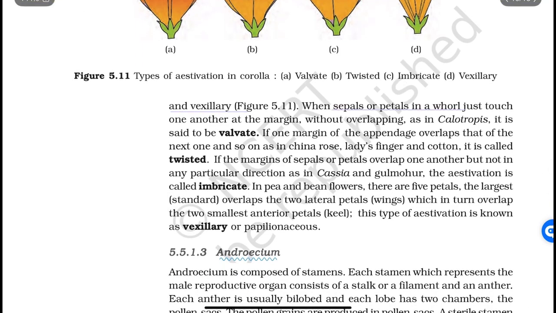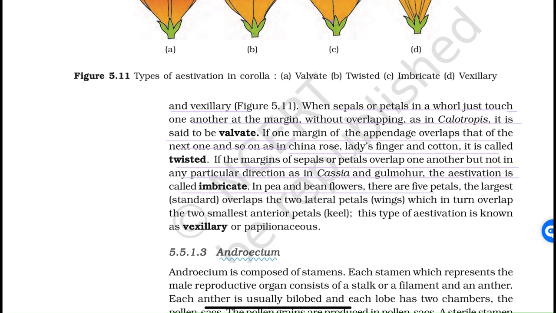When sepals or petals in a whorl just touch one another at the margin without overlapping, as in calotropis, it is said to be valvate. If one margin of the appendages overlaps that of the next one, as in china rose, lady's finger, and cotton, it is called twisted. If the margins of sepals and petals overlap one another but not in any particular direction, as in cassia and gulmohar, the aestivation is called imbricate.